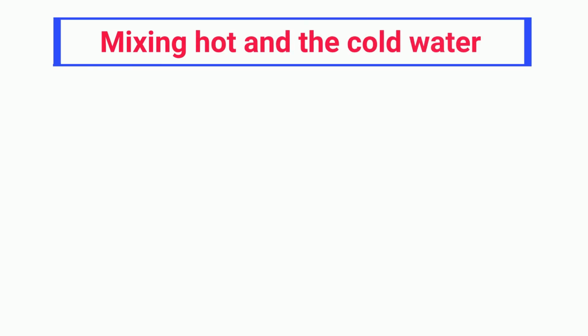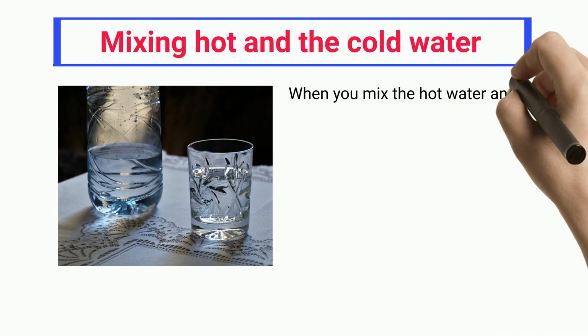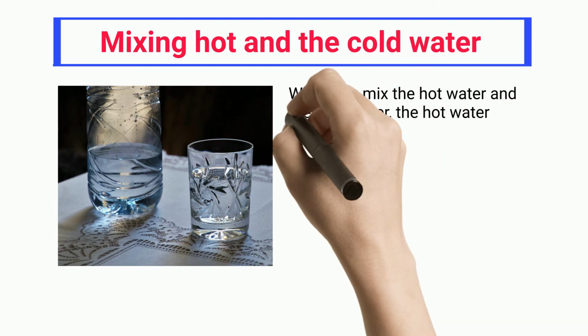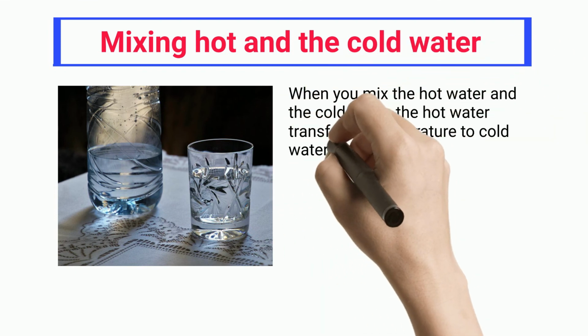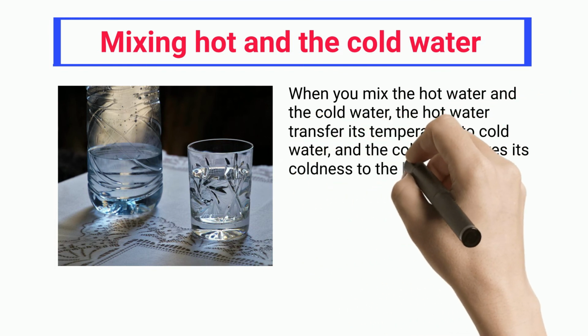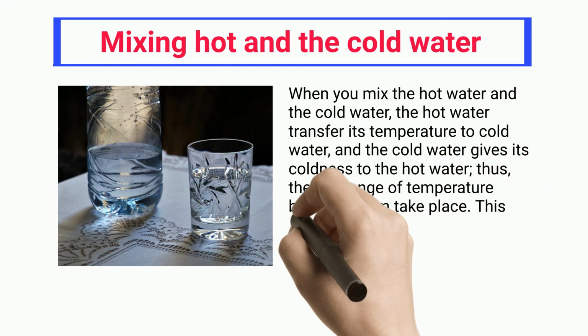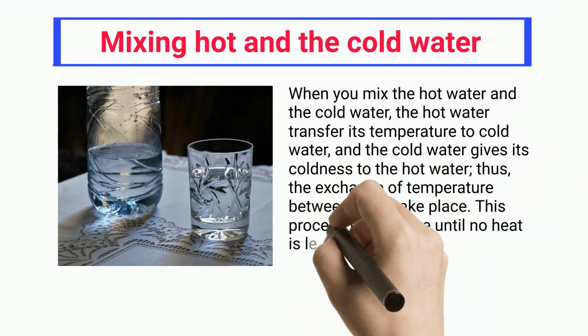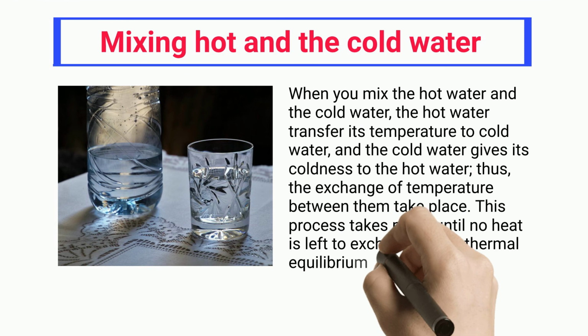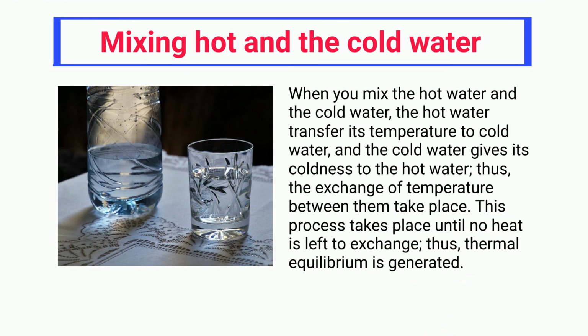Mixing hot and cold water. When you mix hot water and cold water, the hot water transfers its temperature to the cold water, and the cold water gives its coldness to the hot water. Thus, the exchange of temperature between them takes place. This process continues until no heat is left to exchange. Thus, thermal equilibrium is generated.